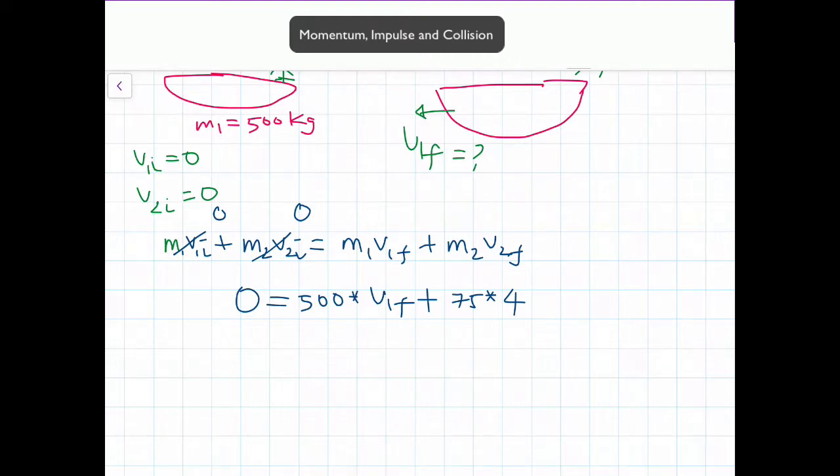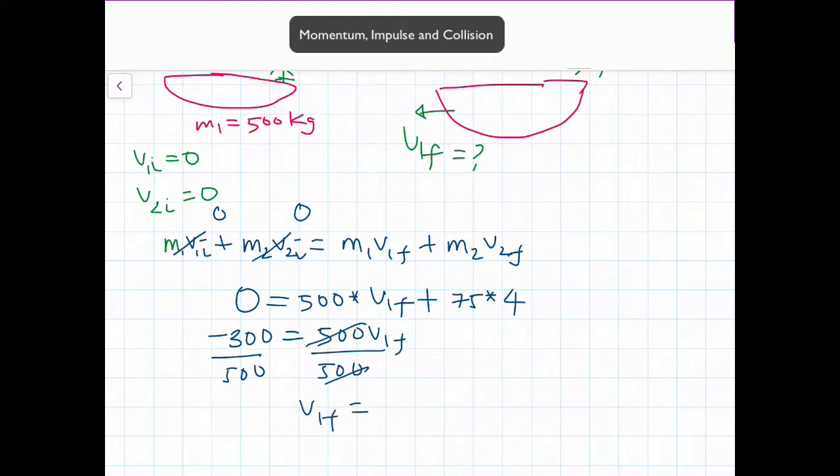Then I'm going to take known values to one side. So 75 times 4 is known, which is 300. But when I take it to the other side of the equation, it becomes minus. So I have 500 V1 final. To isolate V1 final, I divide both sides by 500. Then this disappears. As a result, V1 final will be equal to negative 300 over 500, which is negative 0.6 meter per second.